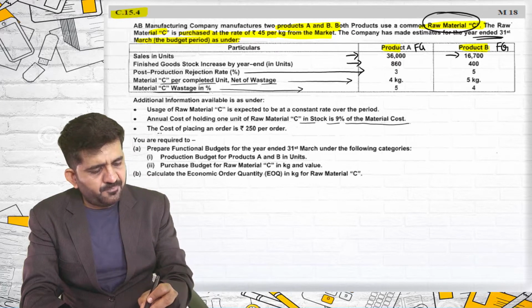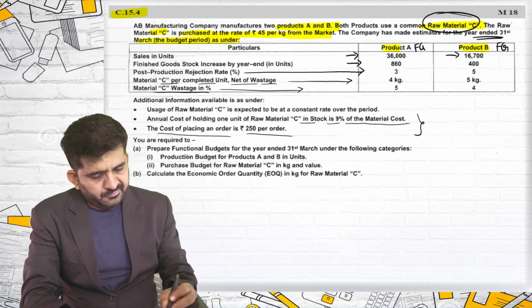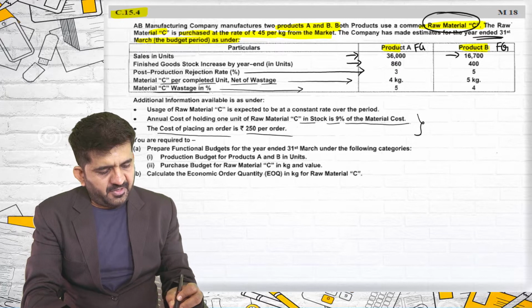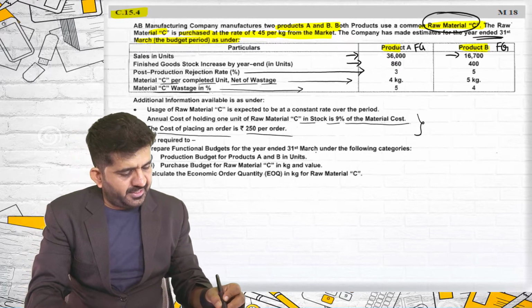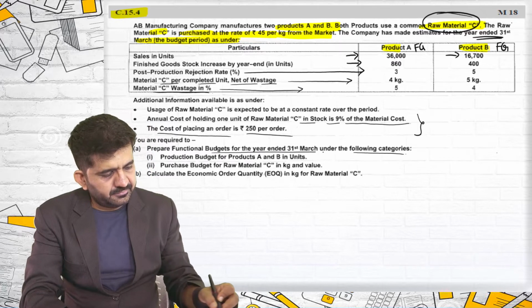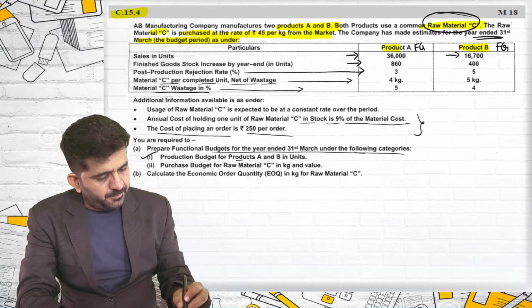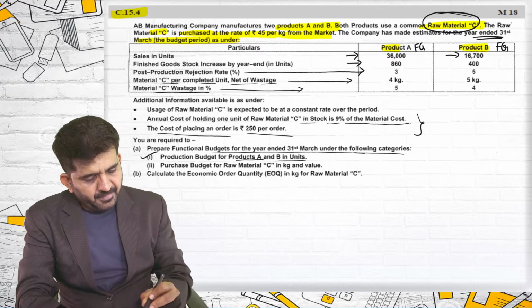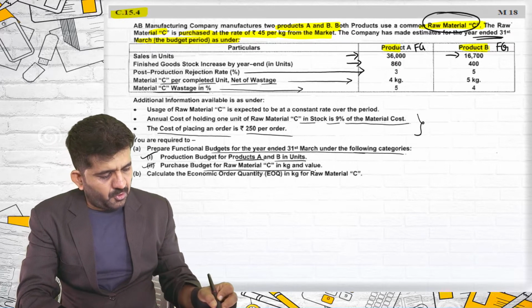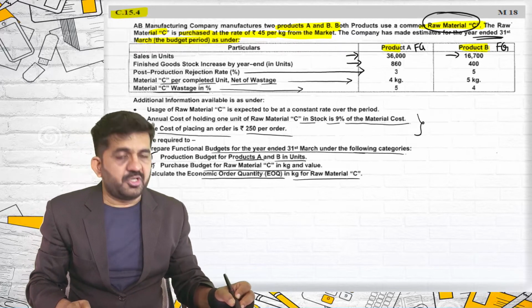The cost of placing an order is 250 per order. You are required to prepare functional budget for the year ended 31st March under the following categories. Production budget for product A and product B. Purchase budget of raw material C. This will be doing. Calculate economic ordering quantity.